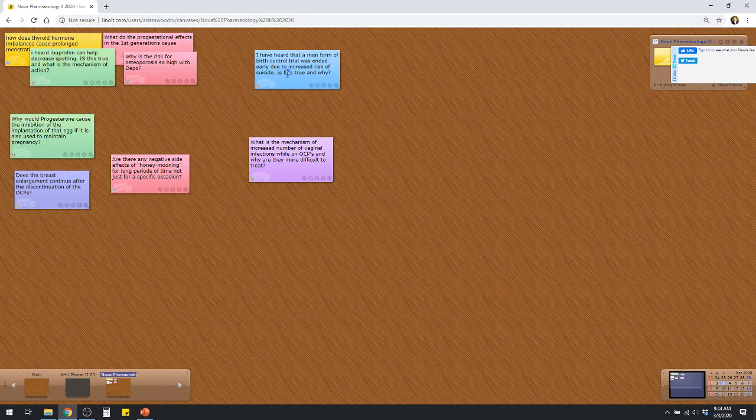I've heard the male birth control trial was ended early due to increased risk of suicide. Is this true, and why? I don't know. I've heard different things about different trials being used there. Maybe it caused some severe decrease in testosterone or something, and maybe that affected their mood. I don't know.